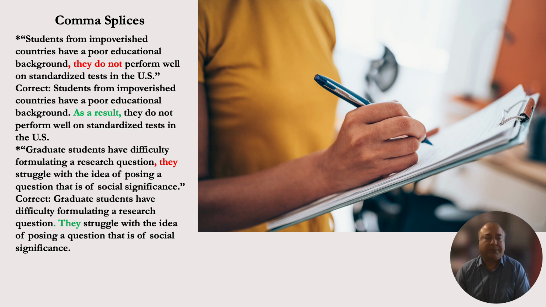What happens in the first example, students from impoverished countries, there is a comma and another idea begins. They do not perform well, but there is no conjunction to connect the two sentences. Okay? So be aware when you write a paragraph, go through it, read it and become your own editor and see, oh, I missed a conjunction here. I need and, but, or, so, a conjunction to connect the two sentences. So those are examples of comma splices.